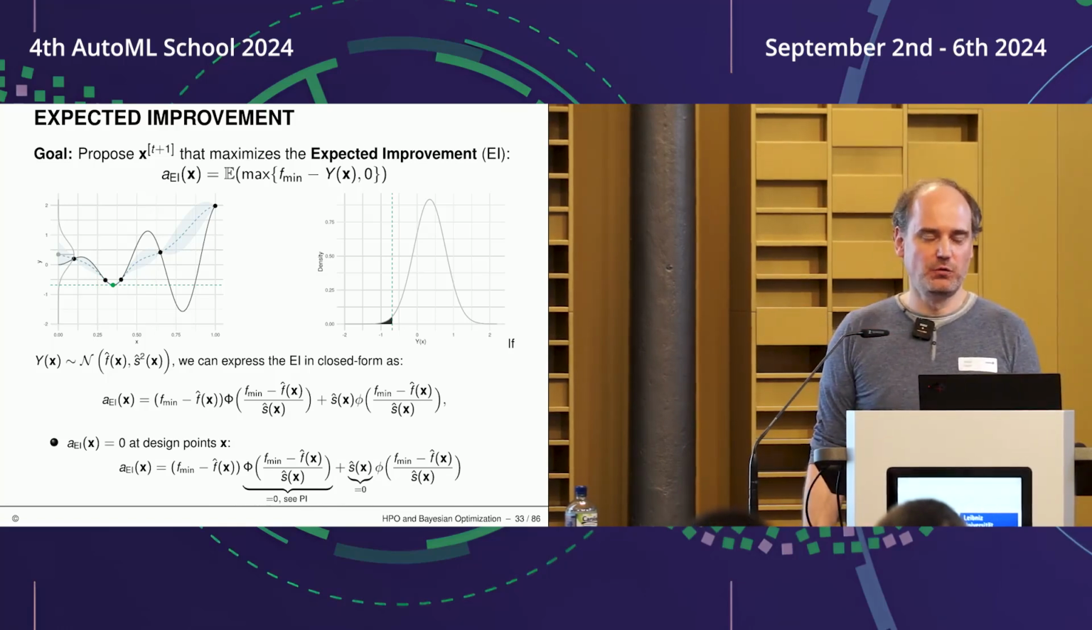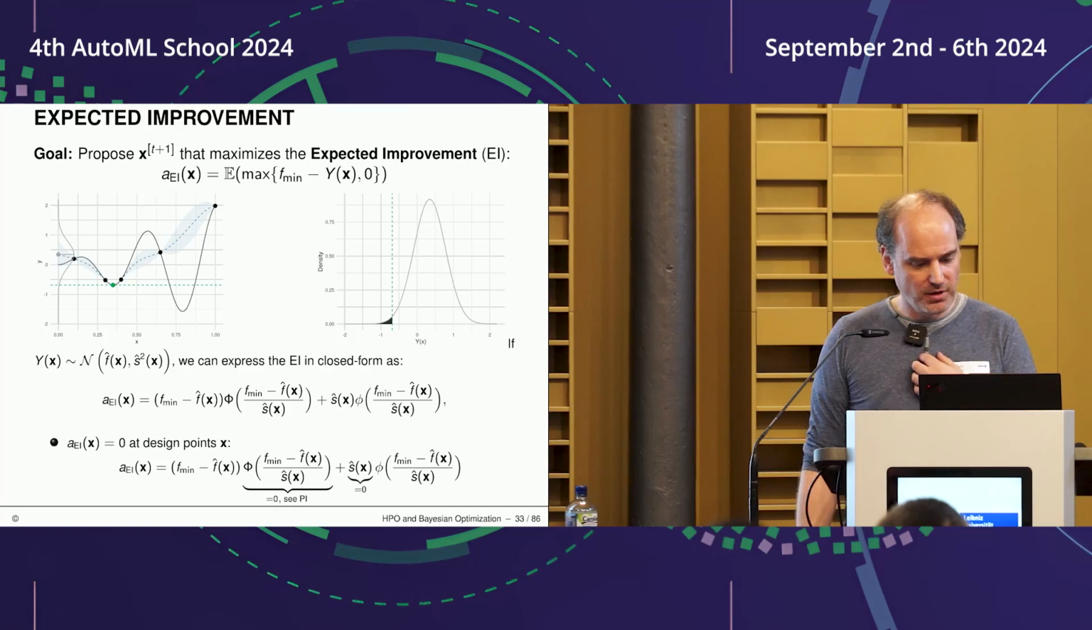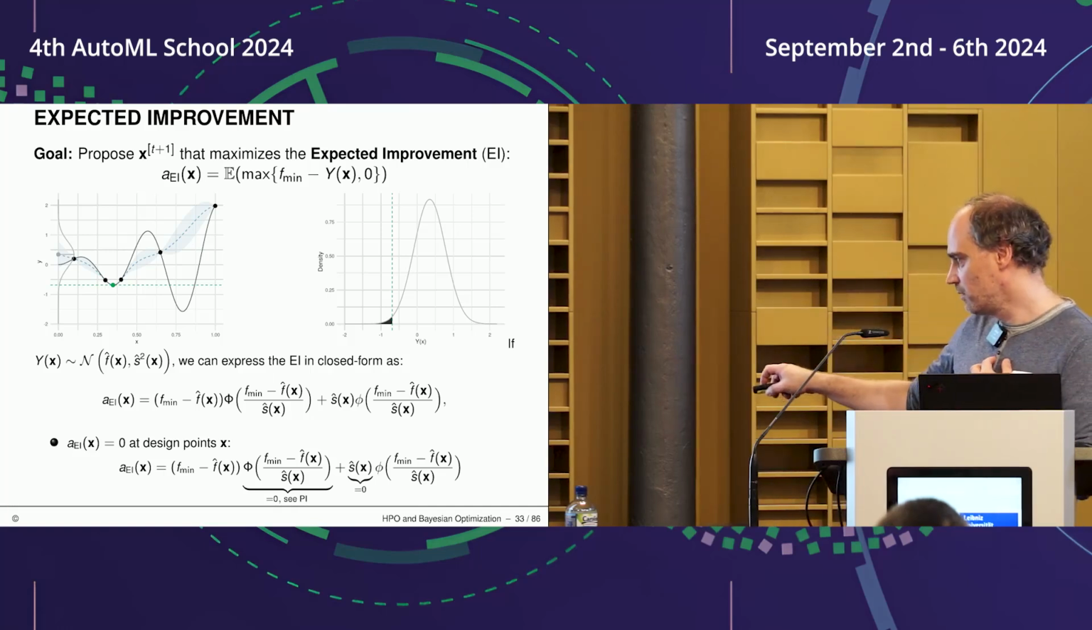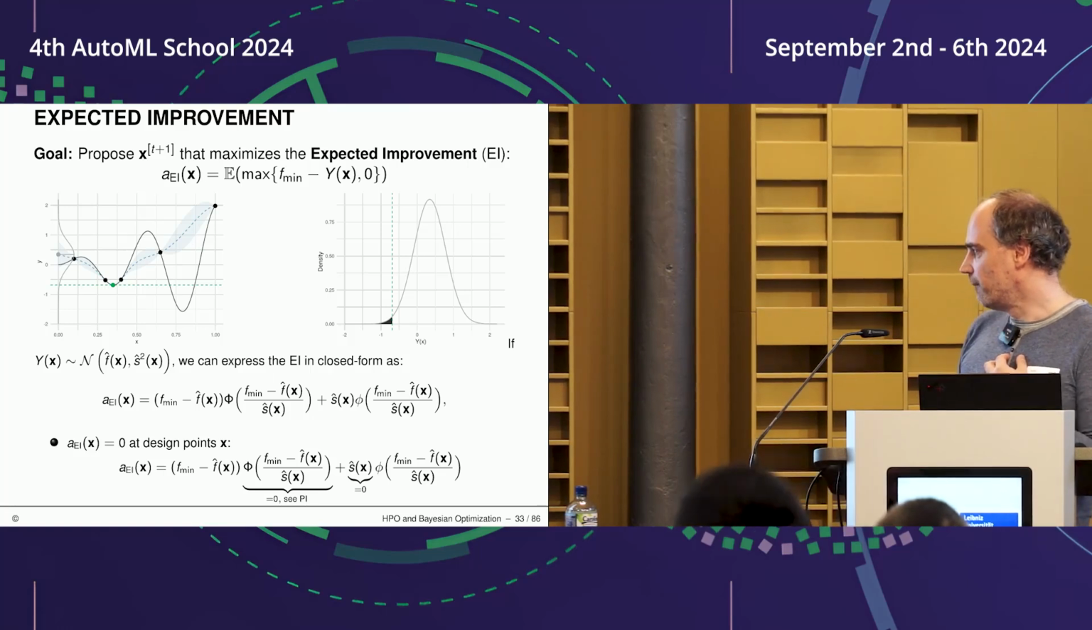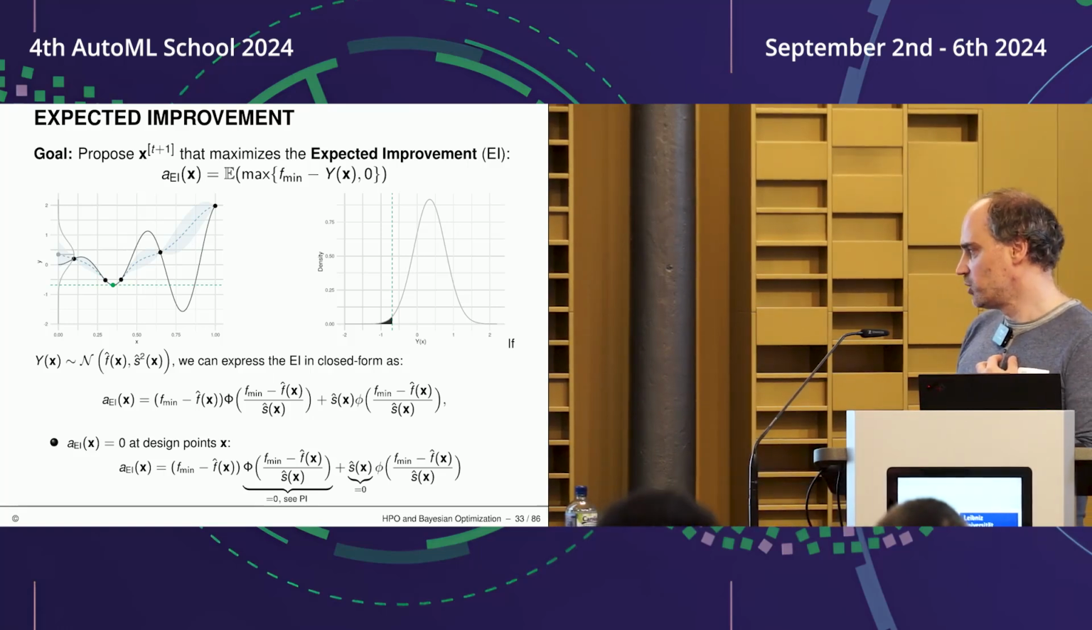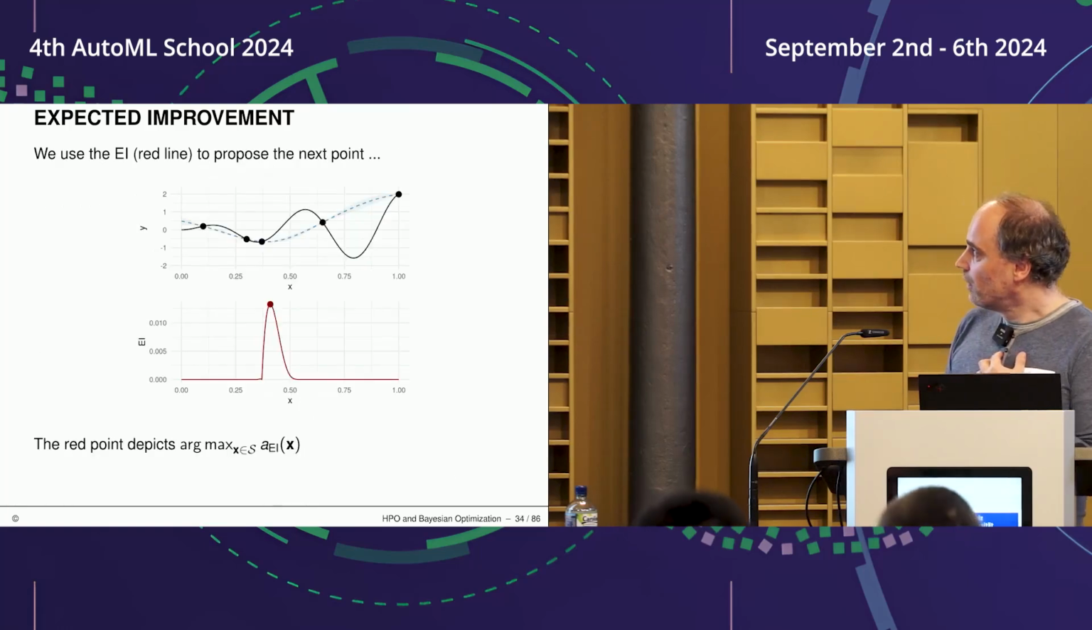This is actually not difficult to derive. That's basically partial integration, univariate partial integration, so I guess you have done things like that in school. Maybe not on Gaussian processes, but this is not hard to derive. Again, if this thing here would be 0, we could show that EI at such points, so already evaluated design points, would be 0.